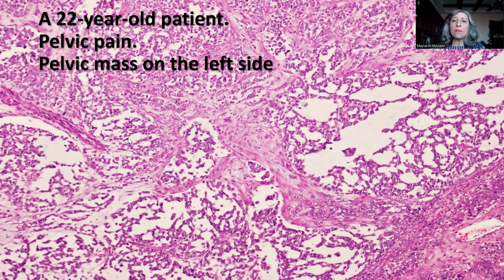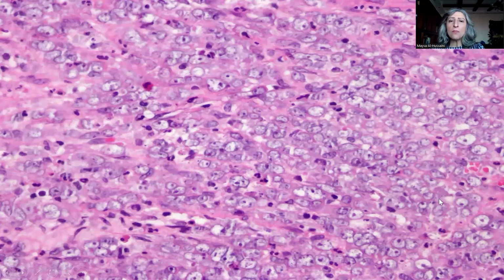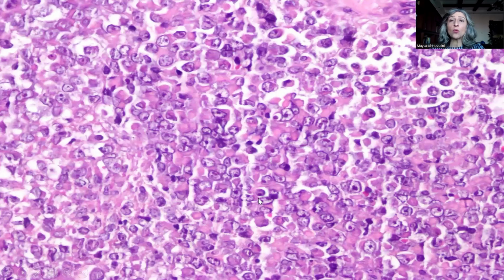And so excision of the mass was performed, and this is the low power magnification of the mass. As you can see, there is some nodular growth pattern of cells with some pinkish cytoplasm. On higher power magnification, this is one component of the tumor where you have cells with vesicular nuclei and some small prominent nucleoli, scattered apoptotic figures here and there. But what was really very eye-catching is the presence of rhabdoid cells.